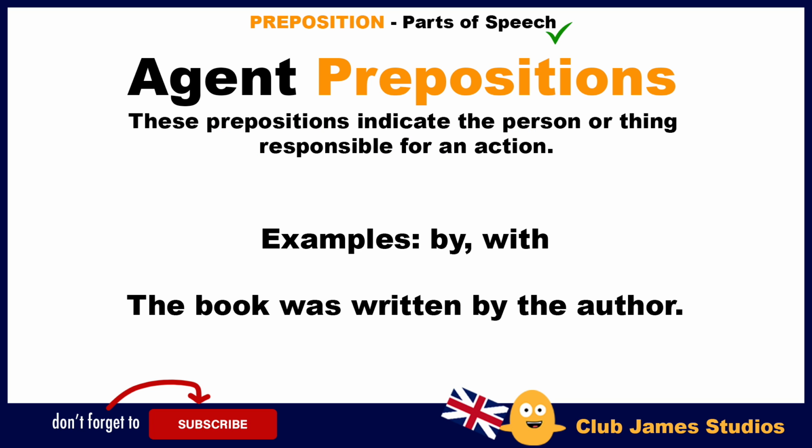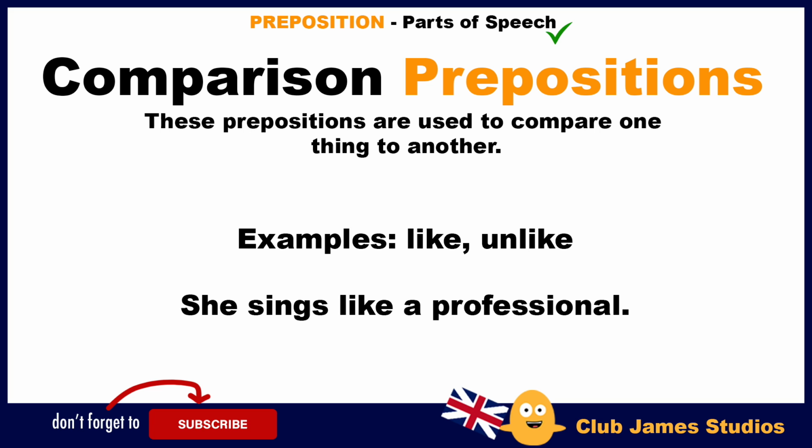Agent prepositions. These prepositions indicate the person or thing responsible for an action. Examples: by, with. The book was written by the author. Comparison prepositions. These prepositions are used to compare one thing to another. Examples: like, unlike. She sings like a professional.